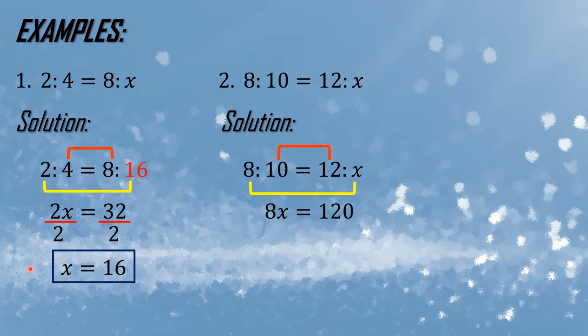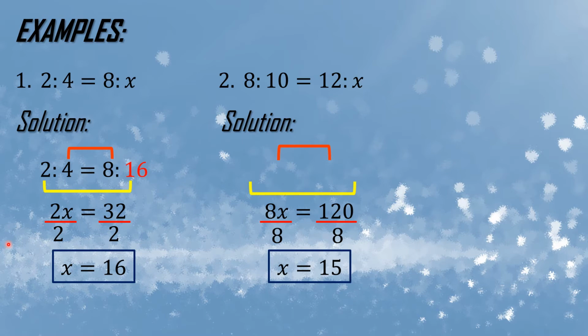Apply the DPE or division property of equality na kung saan kailangan nating i-divide ang left side value ng equal sign at ang right side sa magkatulad na value, which is 8 para makuha natin yung value ng x. So 8x divided by 8 is x, or matitira na lang yung x since makakancel yung dalawang 8. And then 120 divided by 8 is 15. Therefore, ang nakuha nating value ng x is 15.